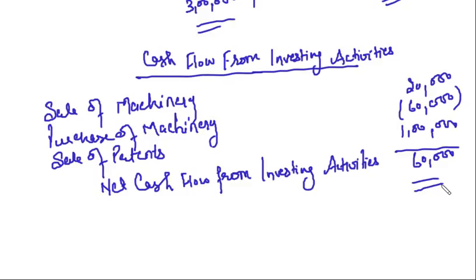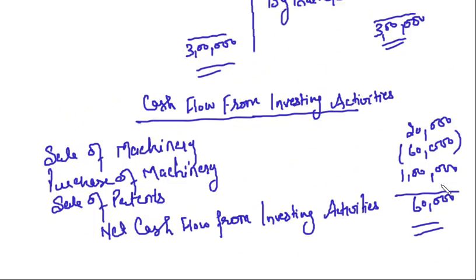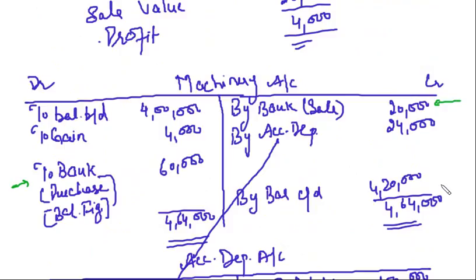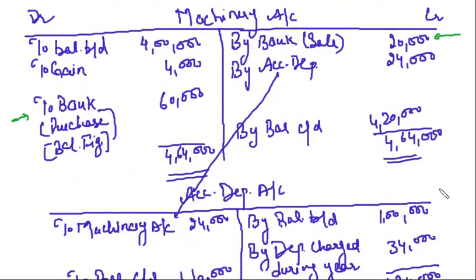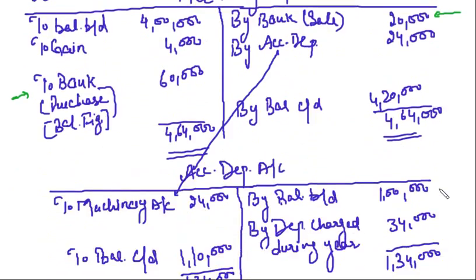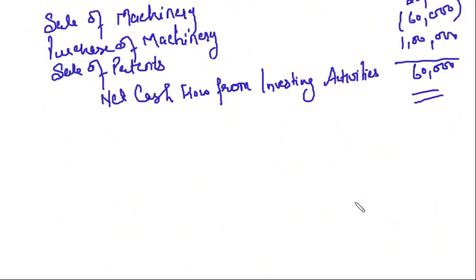Clear, friends? So this is how we prepare the fixed asset account, right? And if you have accumulated depreciation given in the question, then you have to prepare accumulated depreciation account also. Clear? So this was simple. Clear, friends? So let's do the next problem, right?